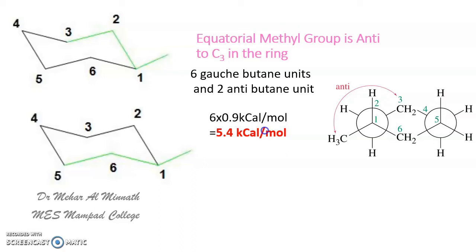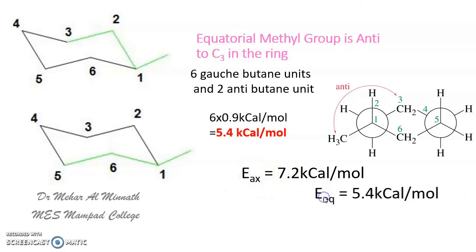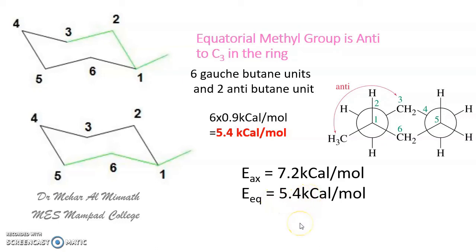The energy associated with axial orientation is 7.2 kilocalories per mole, and that with equatorial orientation is 5.4 kilocalories per mole. So the difference in energy between the axial and equatorial conformer is 1.8 kilocalories per mole. And that's what we have seen when we discussed the 1,3-diaxial interaction. The energy associated with the axial conformer is 1.8 kilocalories per mole. So in these two ways, you can explain the energy of the two conformational isomers of monosubstituted cyclohexane.